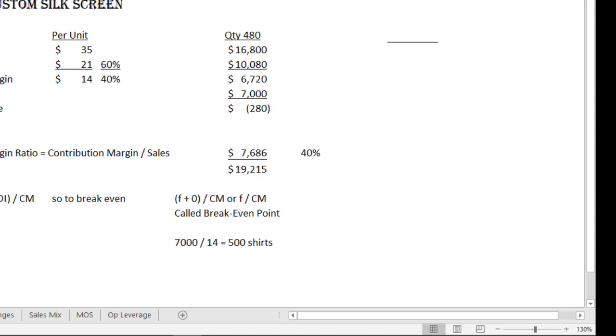So let's look at this example. Let's say she only sells 480 shirts. Her net income was negative $280. So the reason is because her contribution margin was below the fixed cost. The problem is that she still has to come up with the $7,000. So what she needs to do is find a way to come up with that extra $280.